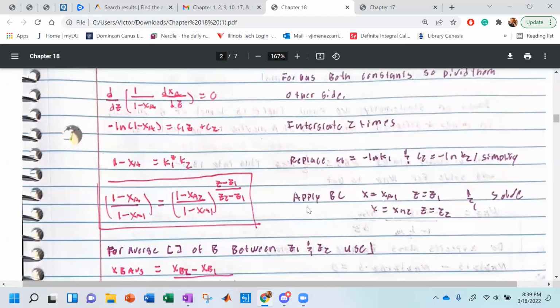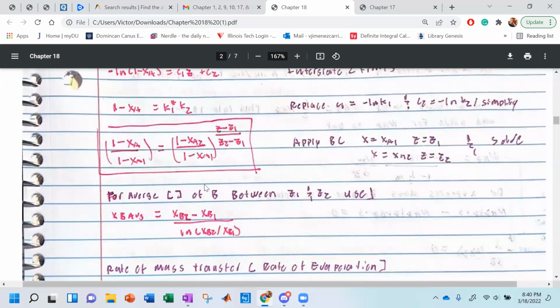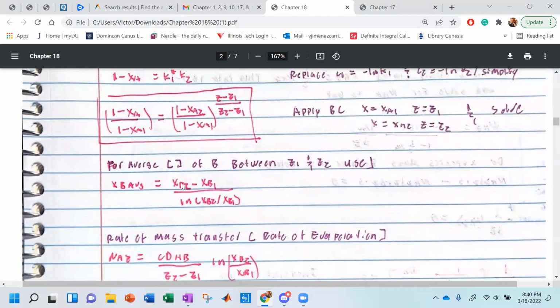And then we're going to simplify and apply boundary conditions, which we already stated: the boundary condition at Z equals Z1 was XA equals XA1, and the boundary condition at Z2 was XA equals XA2. Solving with these two combined, you get this equation. There's a lot of math in between that I don't really think you need to care about, as long as you know that this equation comes out eventually. Now, for average concentration of B between Z1 and Z2, you should use this equation written up here. XB average is equal to the difference in the concentrations divided by the natural log of the ratio of the concentrations of B.